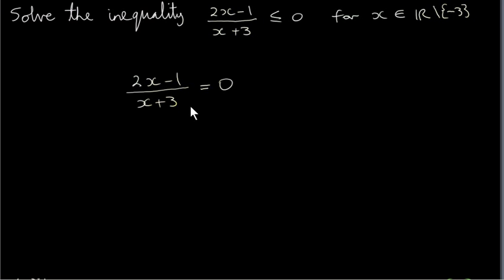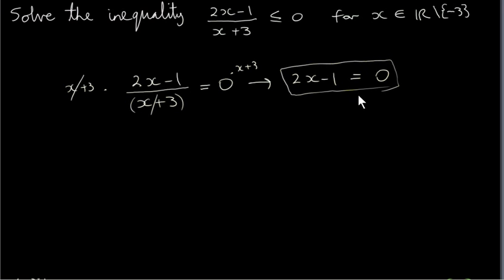Now if we had an equation instead of an inequality, this would be straightforward enough to solve. We could multiply both sides by the denominator, x plus 3, and we would get 2x minus 1 on the left hand side equals x plus 3 times 0, which is 0. These would cancel out and we get 2x minus 1. 0 times anything is 0. So we would really just be solving this equation. We only have to put the numerator equal to 0 essentially. And from this we get x equals a half.